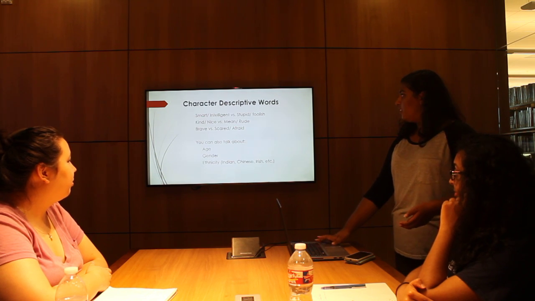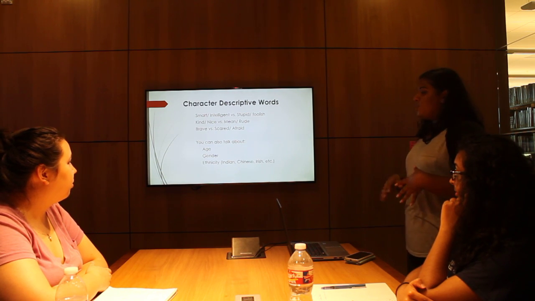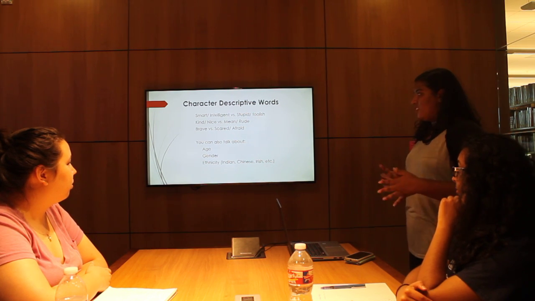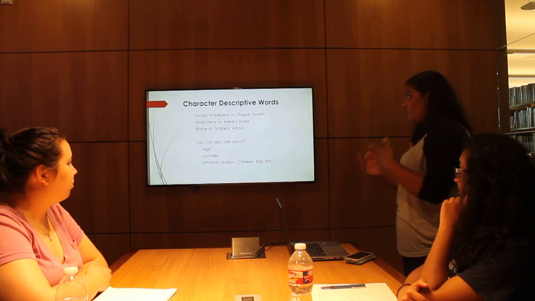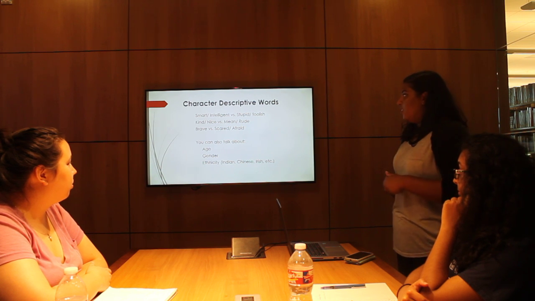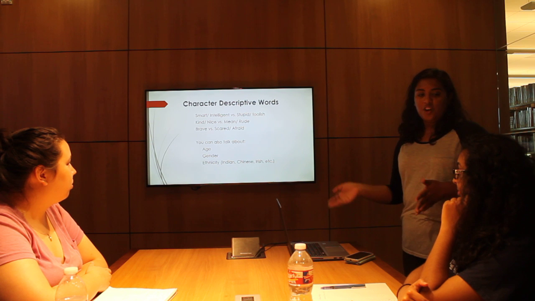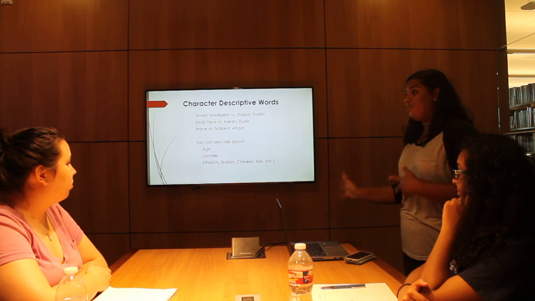Okay? So some other words we can use to describe a person's character or their personality are words like smart, intelligent, or stupid, foolish. You could use nice versus mean, brave versus scared. You can also talk about age or gender or ethnicity. Like we saw in the very beginning, you could say that someone's ethnicity, for example, Abby looks Chinese.